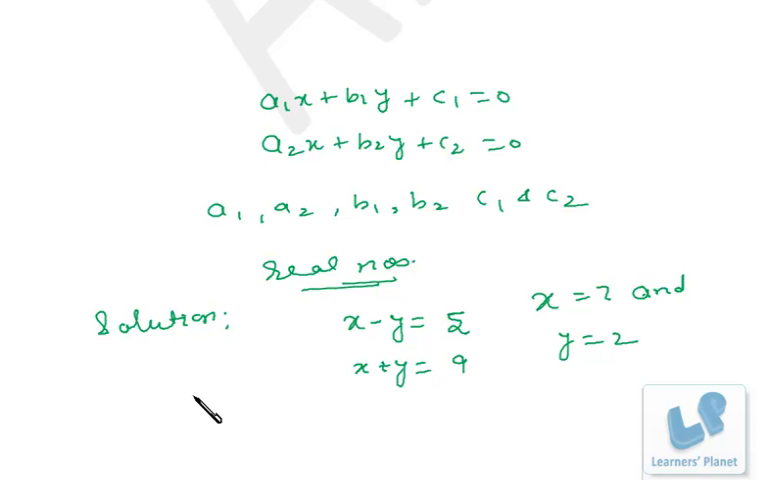So precisely what is happening over here, we need to choose the values of variables in such a manner that the values satisfy both the equations, right? And these values are known as the solution of the given system of linear equations. Okay?